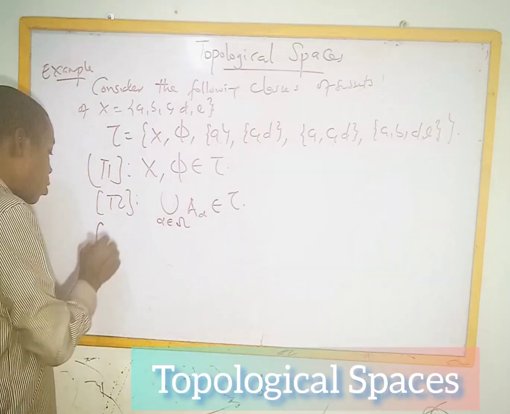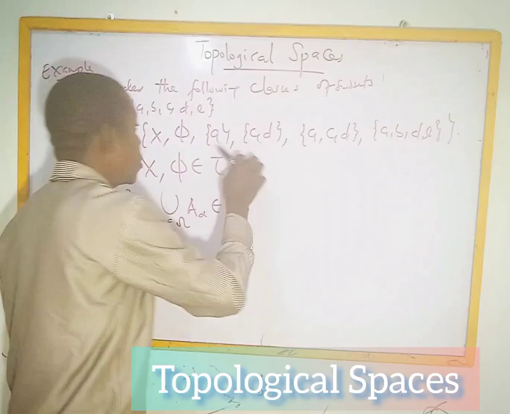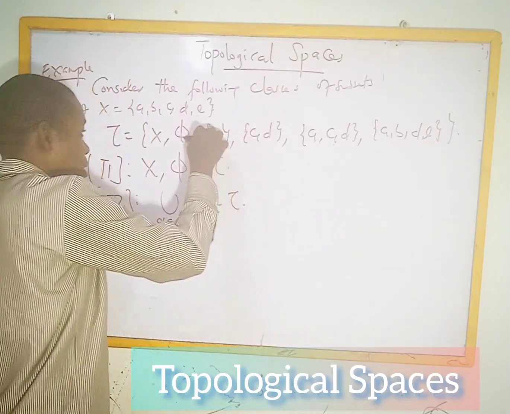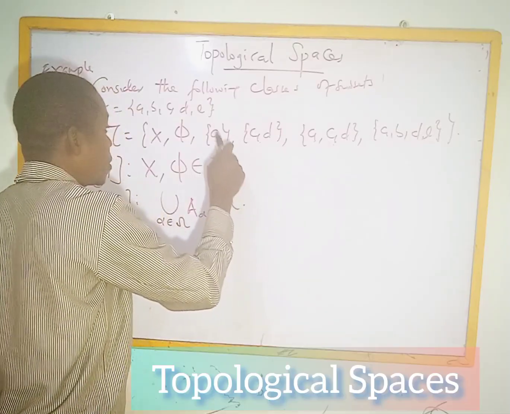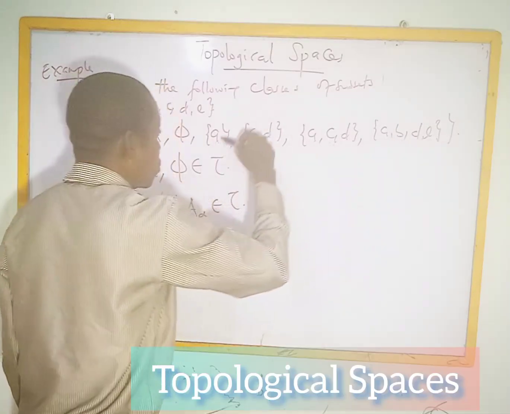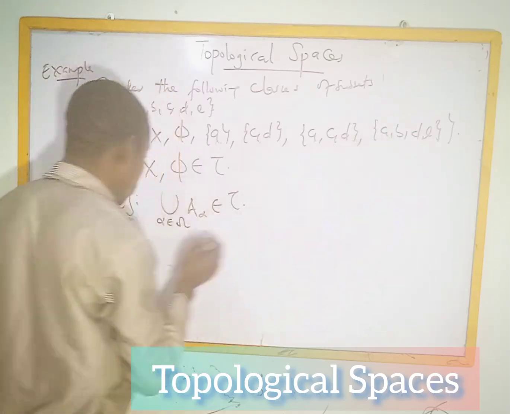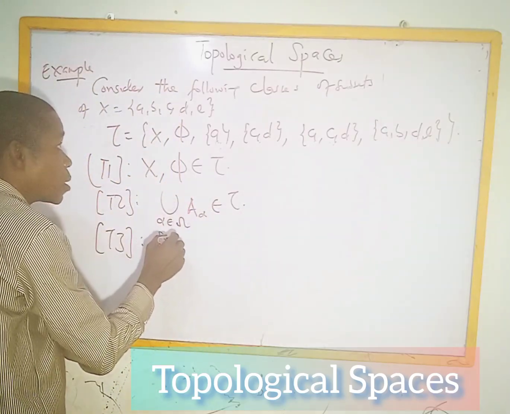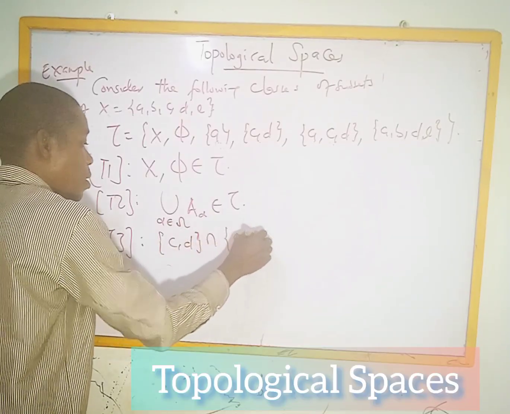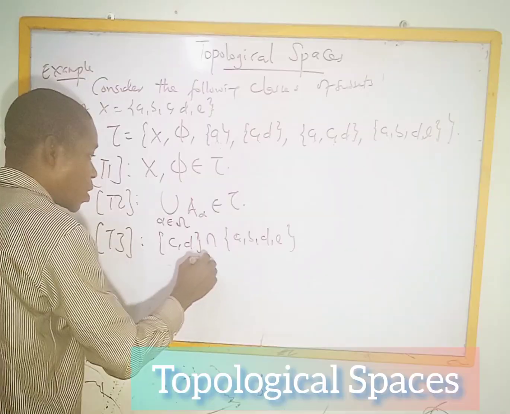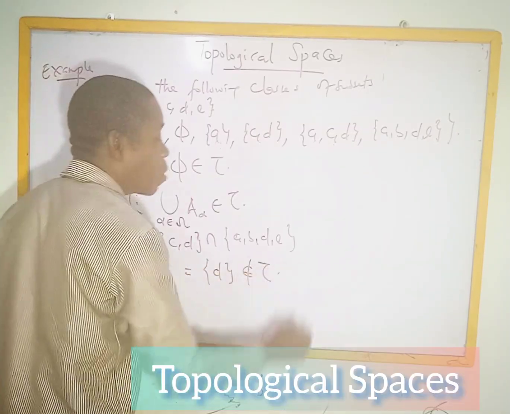Now let's check the intersection. A intersection the empty set is the empty set, which is here. A intersection this set is A, which is also here. C intersection CD is C, which is here. Now, CD intersection, look at this one. I got something here: A, C, D intersection A, B, D, E gives us D, and D is not a member of that family.